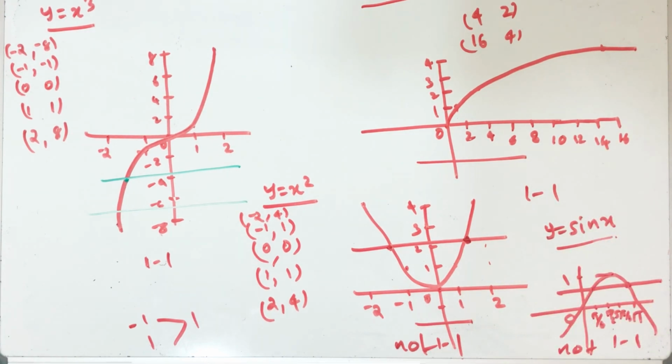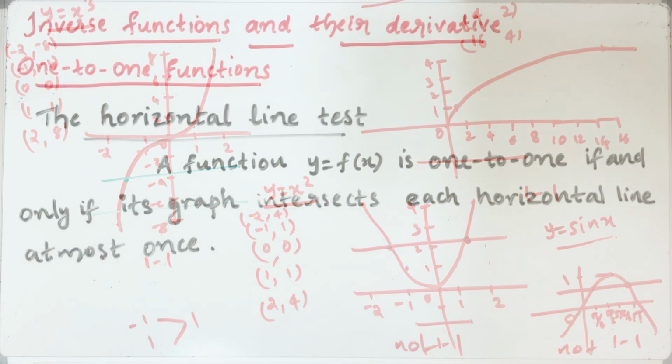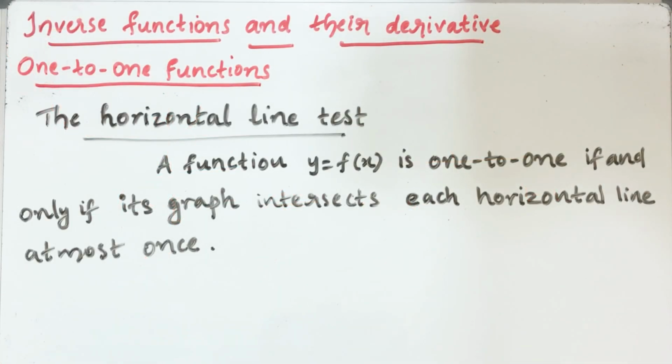So we can say a function y equal to f of x is 1 to 1 if and only if its graph intersects each horizontal line at most once. This is called the horizontal line test. So the horizontal line test: a function y equal to f of x is 1 to 1 if and only if its graph intersects each horizontal line at most once.